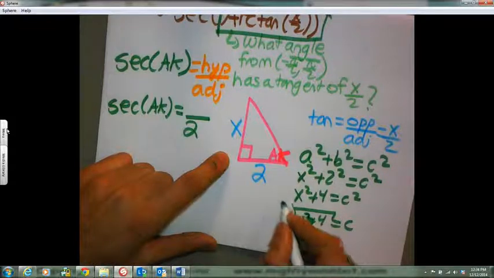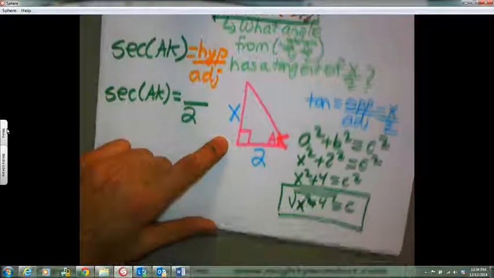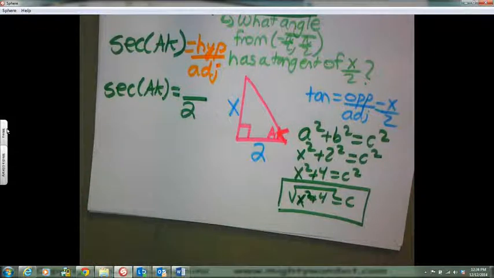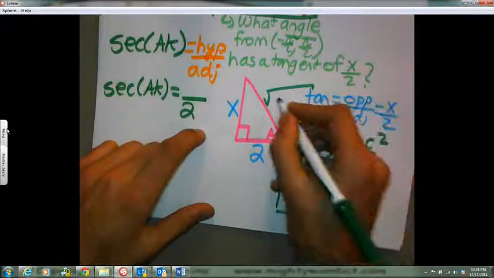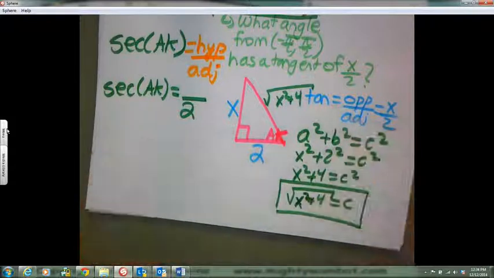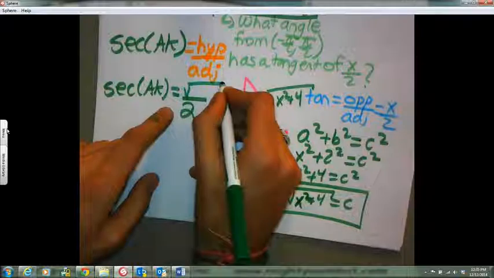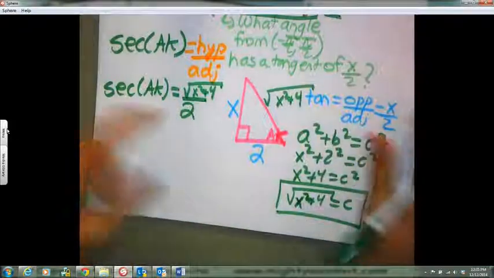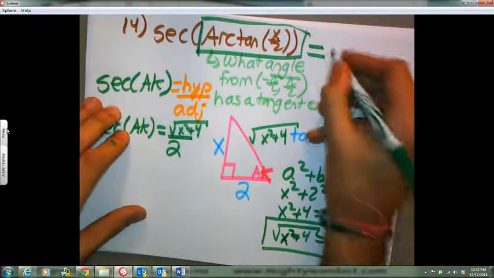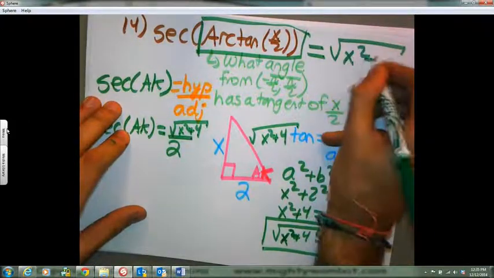Many of you will want to write this as x plus 2. You cannot do that because x plus 2 times x plus 2 is x squared plus 4x plus 4. There's no 4x here. So really, all we said is the hypotenuse is the square root of x squared plus 4. So that just goes right here. So my answer is the square root of x squared plus 4, all divided by 2.